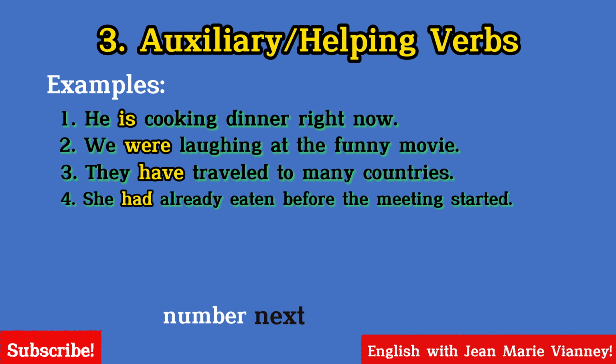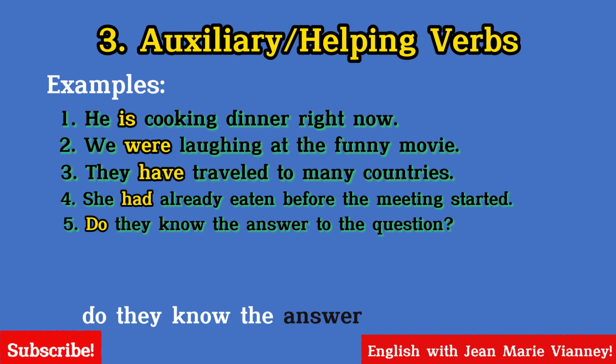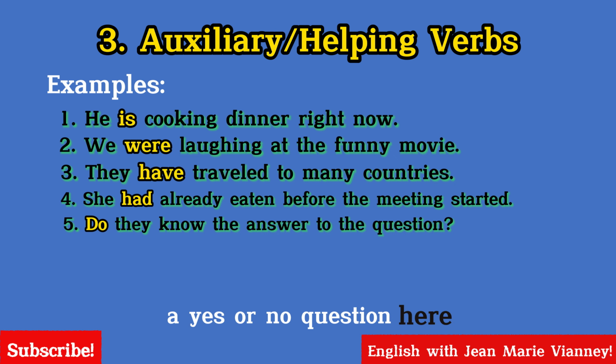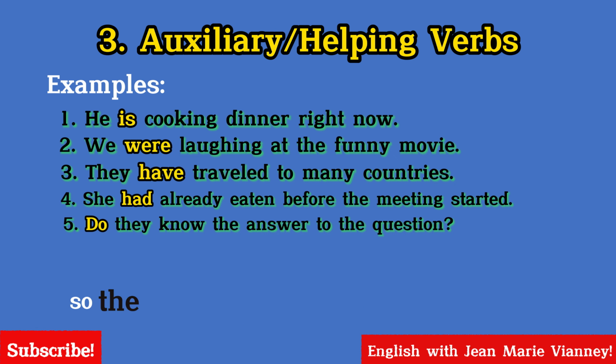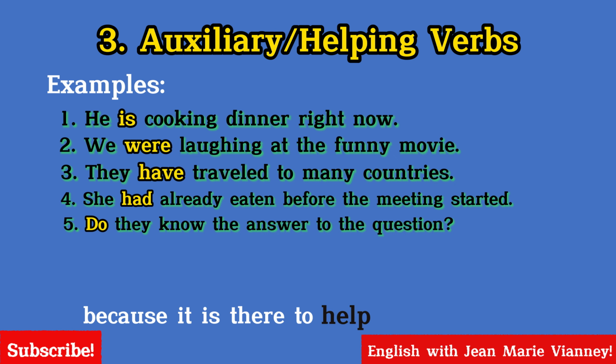Next is a question. Do they know the answer to the question? This is present interrogative, a present simple interrogative, a question, a yes or no question here. So the auxiliary verb that we have here is do, because it is there to help the main verb, to help us to ask a question.